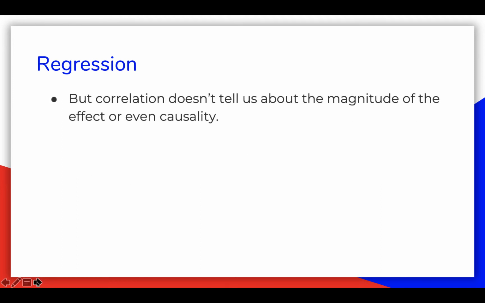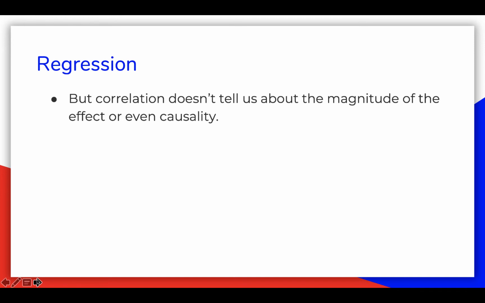There we go. This brings us to regression. The issue with correlation is it doesn't really tell us the magnitude of the effect. Yes, we can say to what extent the two perhaps move together, but it doesn't really tell us what happens to the dependent variable when we see an increase. When x changes, how much would we expect y to change? And it doesn't really get at causality because it doesn't allow us to control for other things.